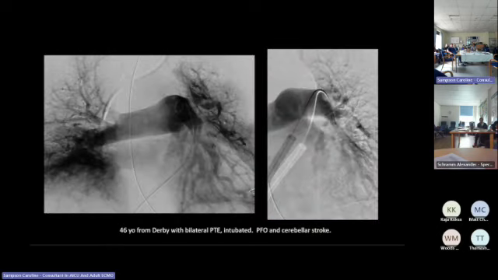So this was the case I was involved with. There's a 46-year-old from Derby with bilateral PE, intubated, incidentally presented with a cerebellar stroke before it became breathless, and was found to have a PFO. And in fact, when I did this case, my wire went through the PFO into the brain. No, not that far, but into the aortic arch, and it quickly became apparent it was quite a large PFO, and that's probably why she had her stroke.